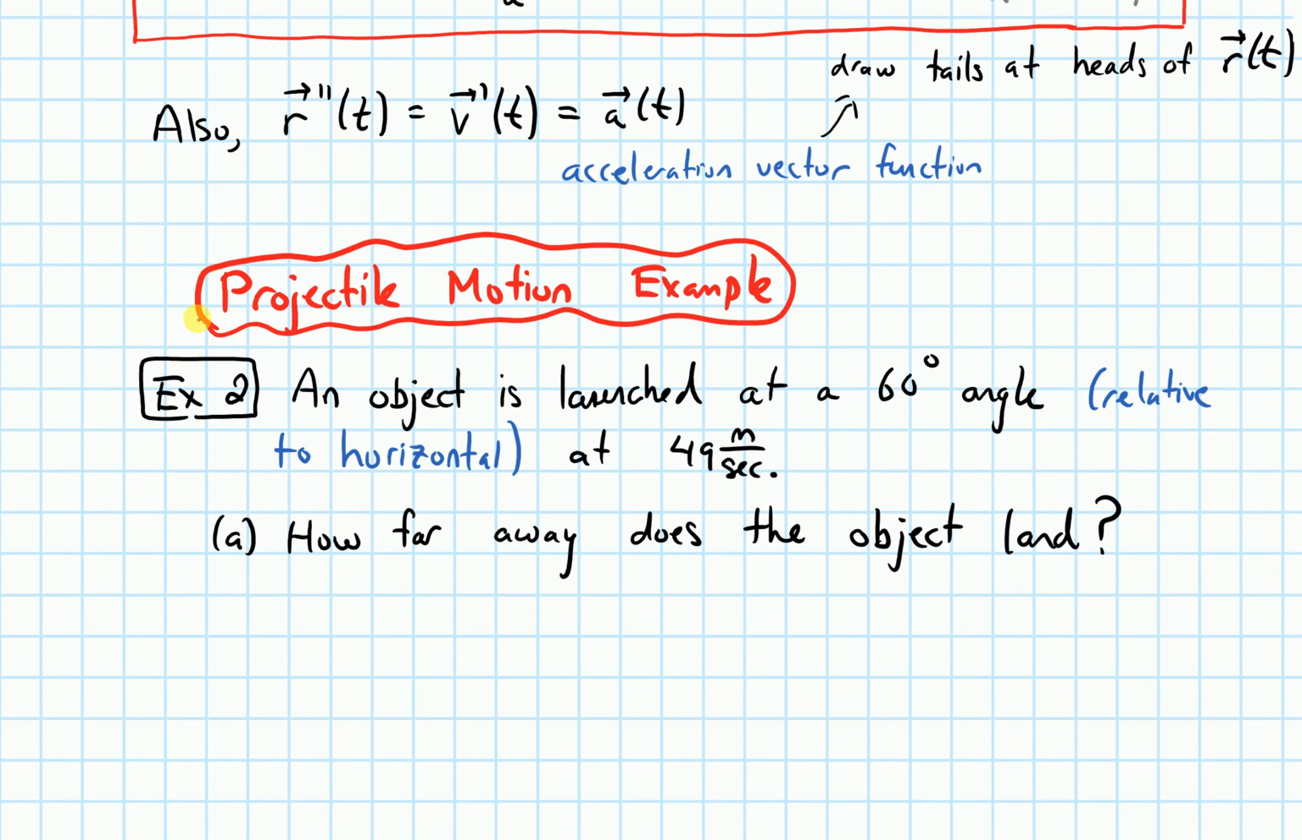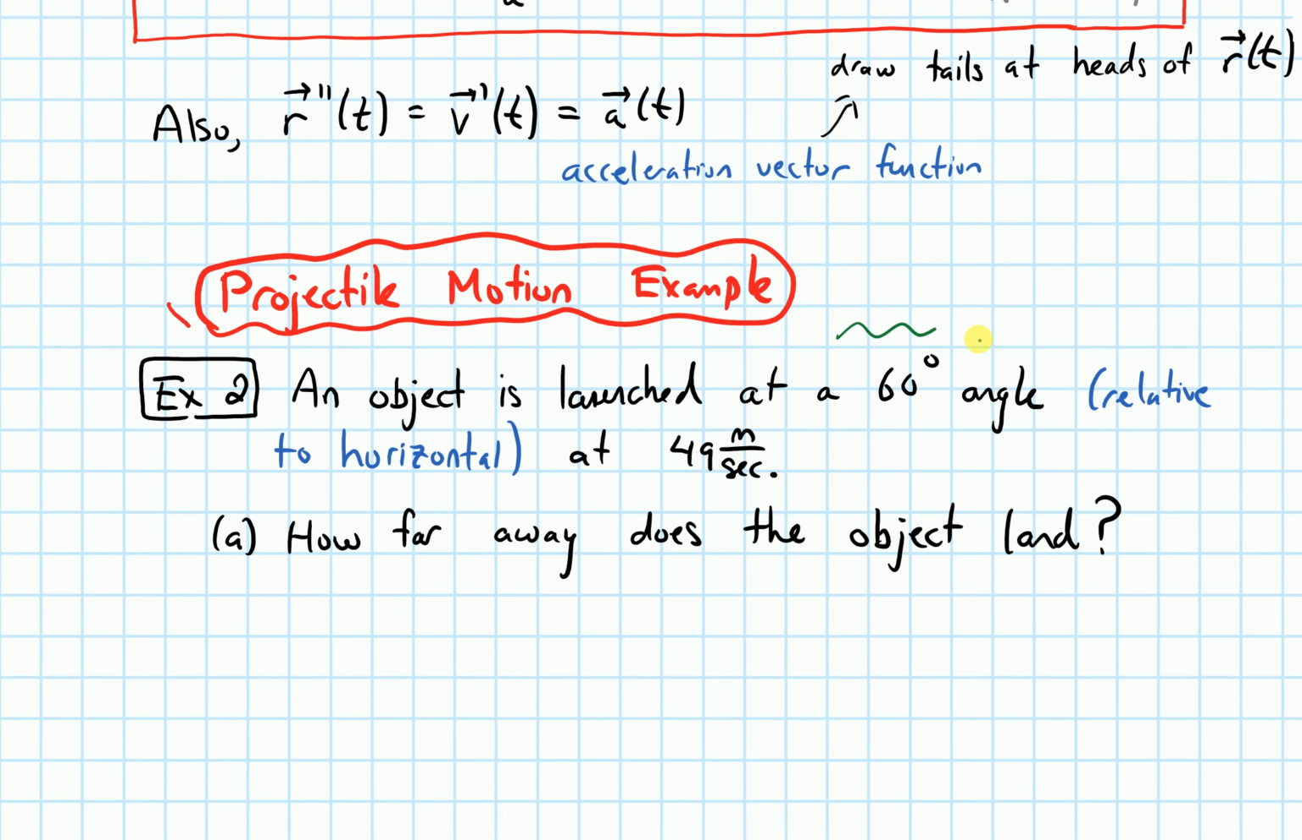In this video, we will do an application of vector functions to projectile motion. So the example I want to look at is an object is launched at a 60-degree angle relative to the horizontal at 49 meters per second. And in part A, I want to ask the question, how far away does the object land?